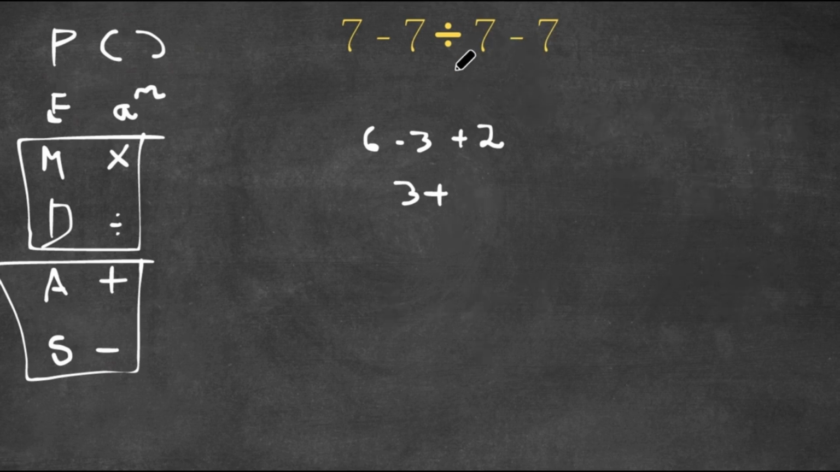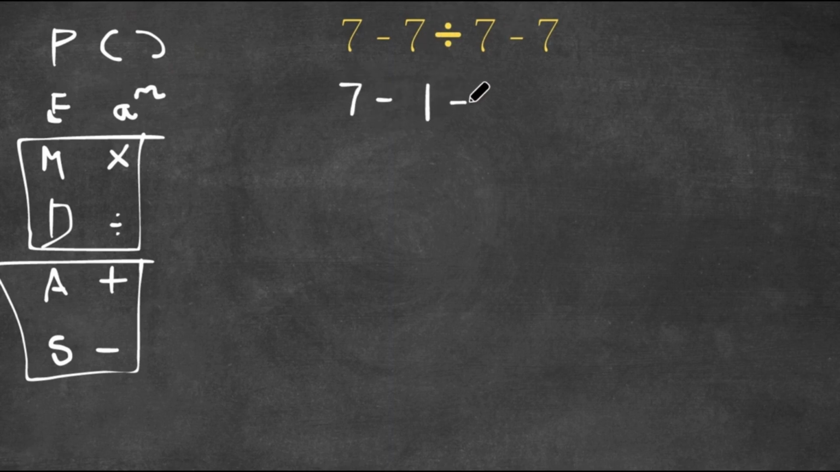So now let's go ahead and try to solve this problem. 7 minus 7 divided by 7 minus 7. So I first go to the start of PEMDAS and check for parentheses. There are no parentheses. Then I go to the next one, exponents. There are no exponents. Then I check for multiplication and division. And as I see, there is division, 7 divided by 7. So now I have to do the division. 7 minus 7 divided by 7 is 7 minus 1, minus 7.